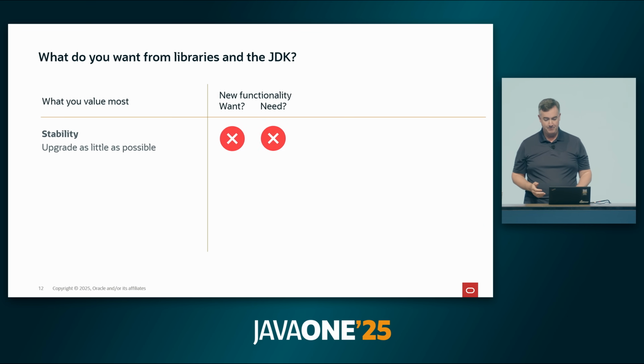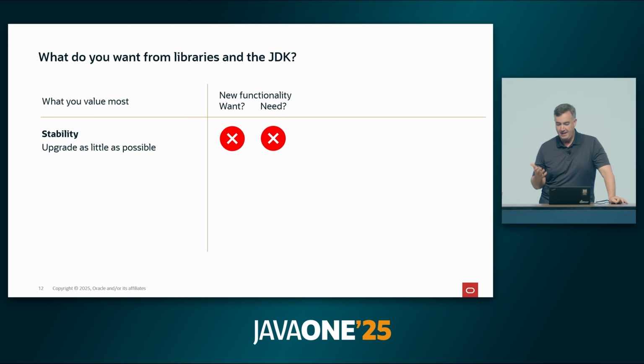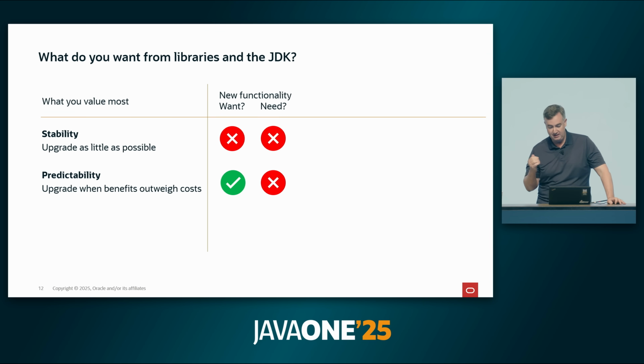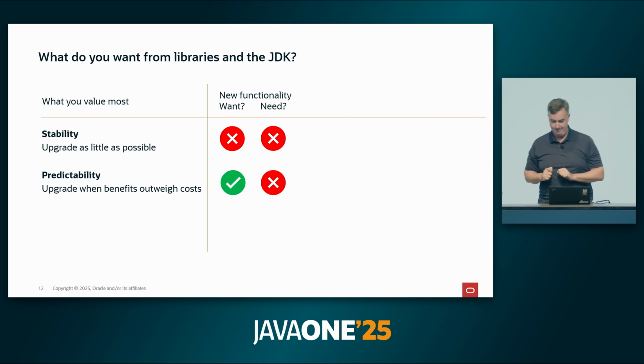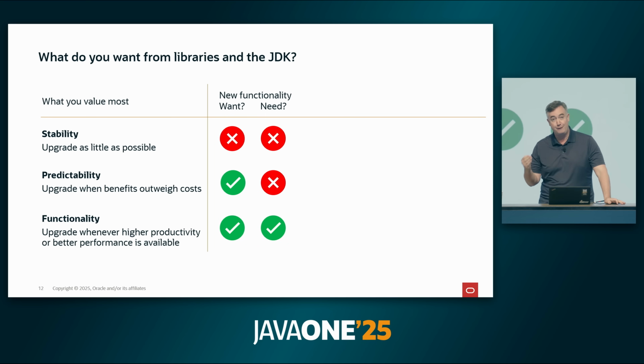Looking at things another way, if you value stability, then you don't want or need that kind of new functionality in anything you depend on. It's irrelevant to the application code that you are maintaining. If you value predictability, then you might personally be interested in new features of libraries or the JDK, but you don't need those features today. But if you value functionality, then you're actively excited to embrace new features in libraries and JDK. You don't just want them, you've been waiting for them eagerly. You need them for the next release of your project.